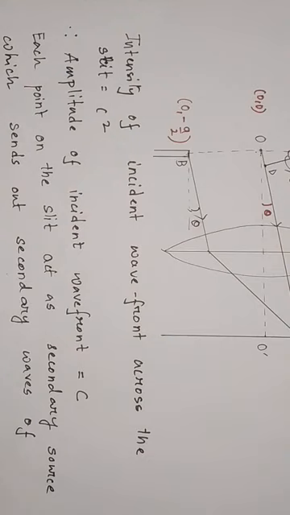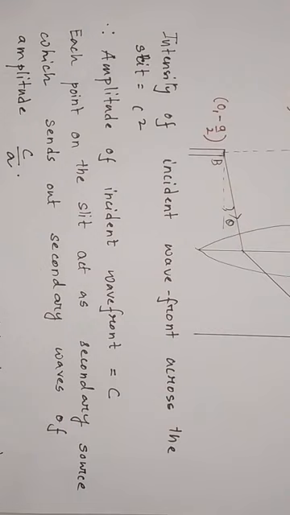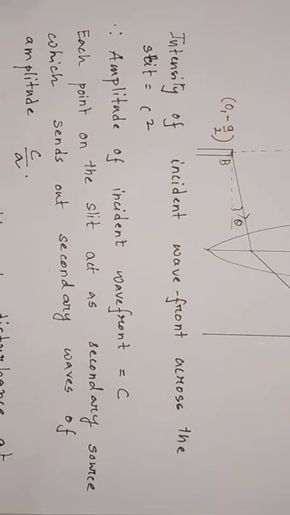Now according to Huygens principle, each point on the slit acts as a secondary source, which sends out secondary waves in every direction. We can assume that each of these secondary waves has an amplitude of c by a. Now what will be the equation of such a wave?